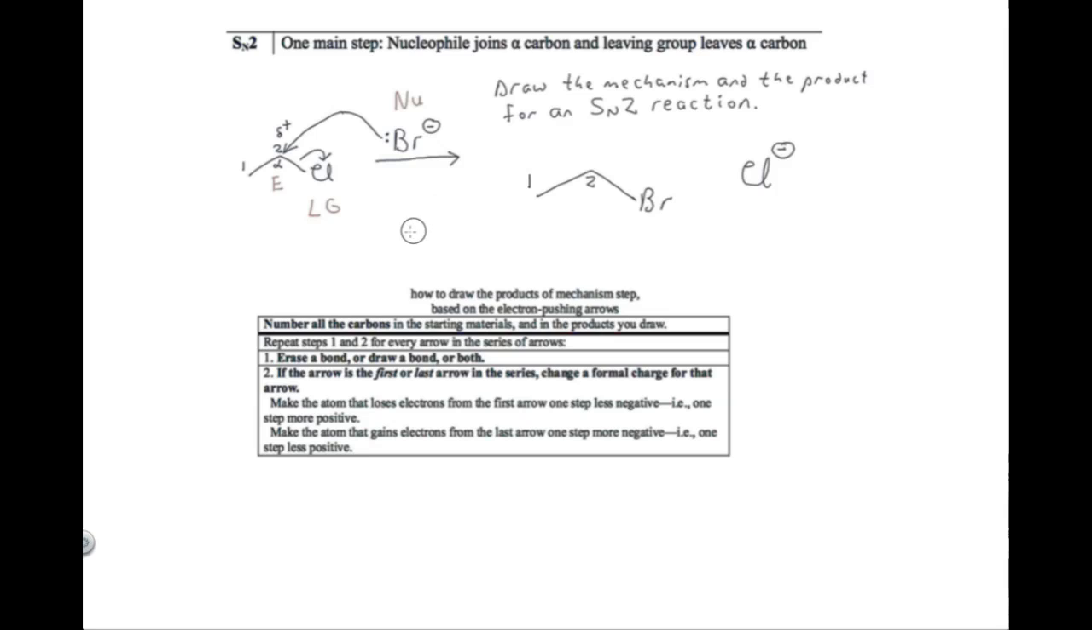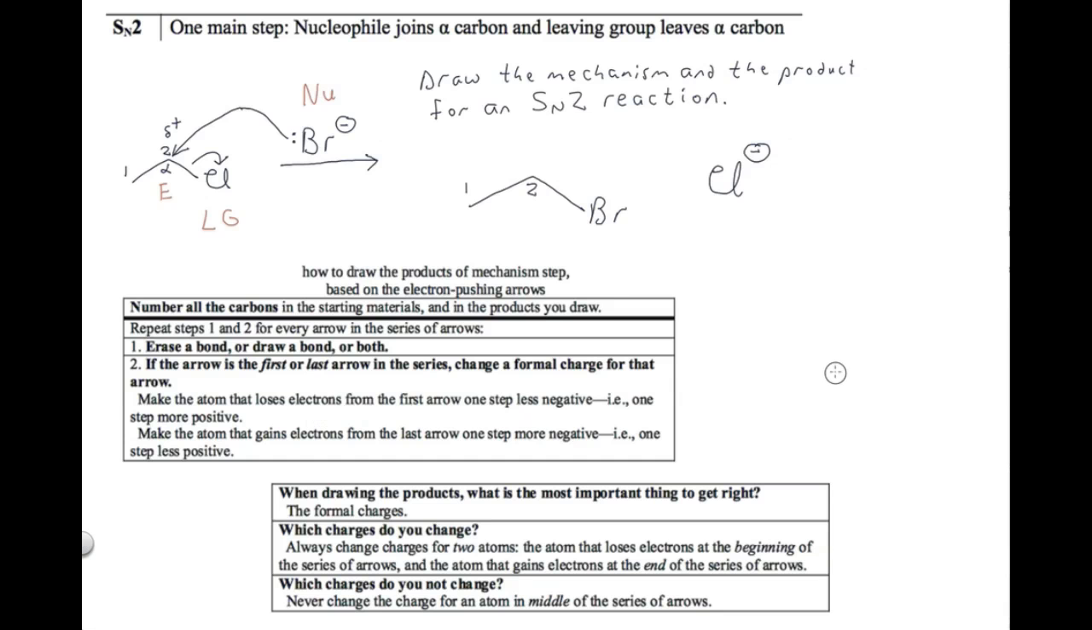And again, remember that we're going to be using these numbers for our own use, not for IUPAC naming. So you should not worry about whether you should number from left to right or from right to left. Number in whichever direction you feel is convenient. Remember that when you're drawing products, the most important thing to get right is the formal charges. How do you get those right? Well, you have to change some charges. You should always change two charges. Always change the charges for two atoms. Which atoms? The atom at the beginning of the series of arrows, like the bromine here, and the atom at the end of the series of arrows, like the chlorine.